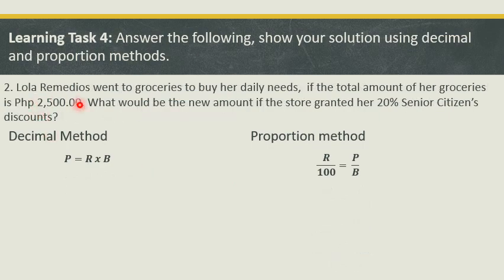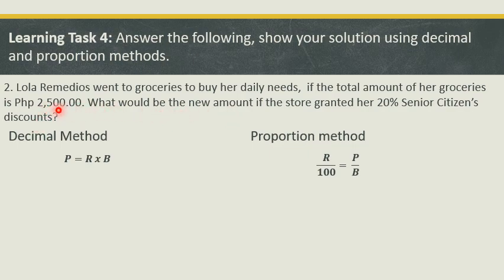Then, for number 2, Lola Remedios went to groceries to buy her daily needs. If the total amount of her groceries is 2,500 pesos, what would be the new amount if the store granted her 20% senior citizen discount? So, dito, ang total na pinamili ni Lola Remedios ay 2,500. Tapos ngayon, i-grant daw siya ng 20% senior citizen discount. So, mababawasan pa yung babayaran niya. So, magkano yung mababawas sa kanya and magkano na lang yung babayaran niya.